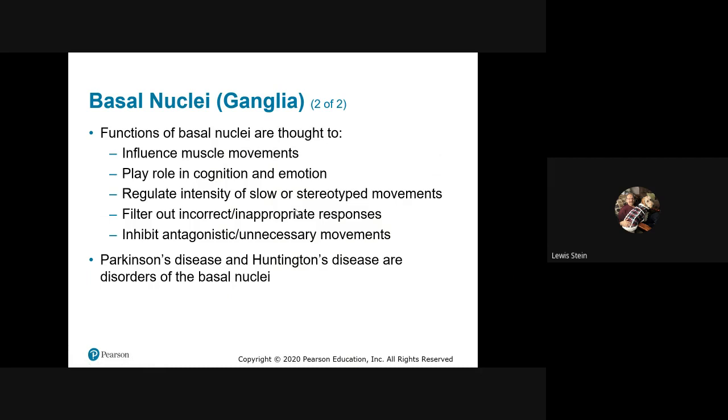And every time you see something in a PowerPoint or a presentation that says "looks like," or "thought to," or "maybe," the short answer to that is we're not sure, we don't know. So yes, it plays a role in movement, emotion, and cognition. So people with, for instance, Parkinson's sometimes act very unemotionally. They have difficulty, it appears, understanding things, difficulty with these slow movements, and particularly these unnecessary movements.